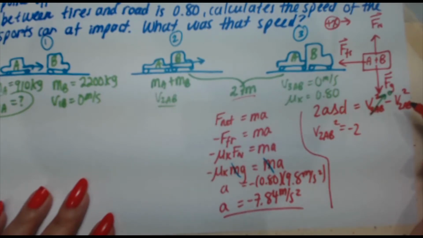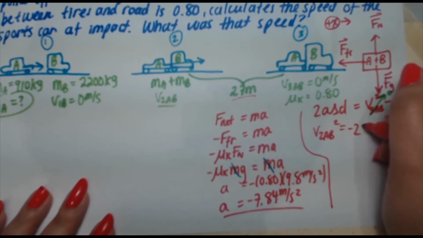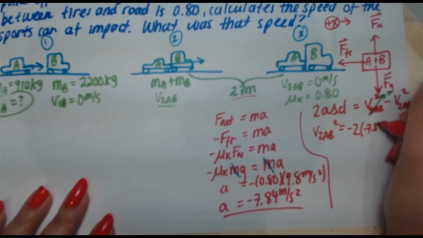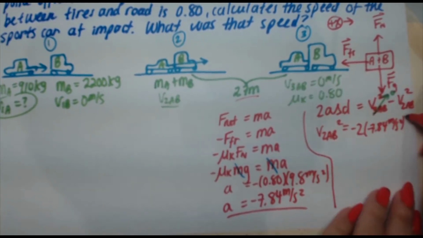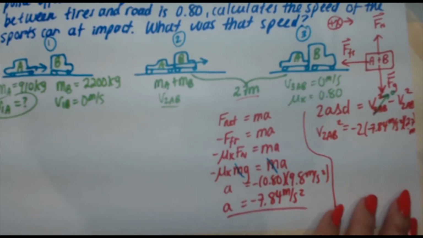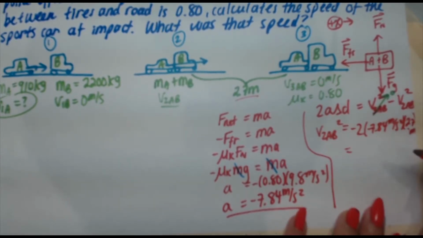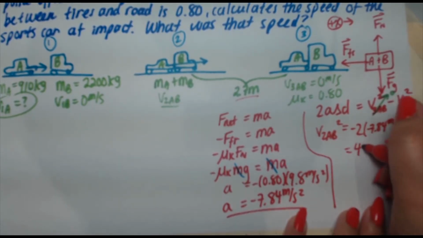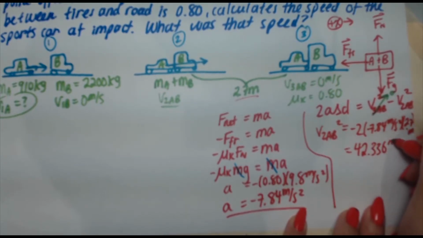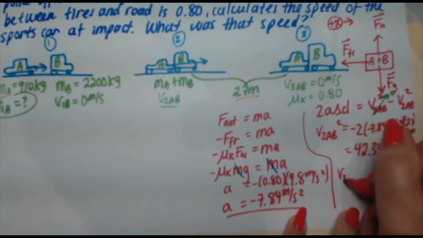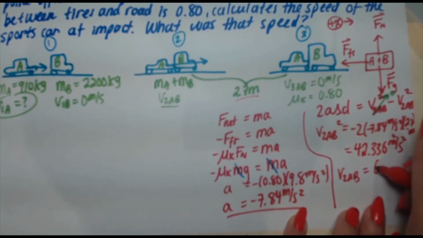Or if you want to look at it like this, divide both sides by negative 1. V2AB squared equals negative 2 times the acceleration, negative 7.84 meters per second squared, times the displacement, 2.7 meters. Sorry there, I'm running out of room. When you plug that into your calculator, you are going to get V2AB squared is 42.336 meters squared per second squared. And take the square root of that to get V2AB, and you're going to have about 6.51 meters per second.